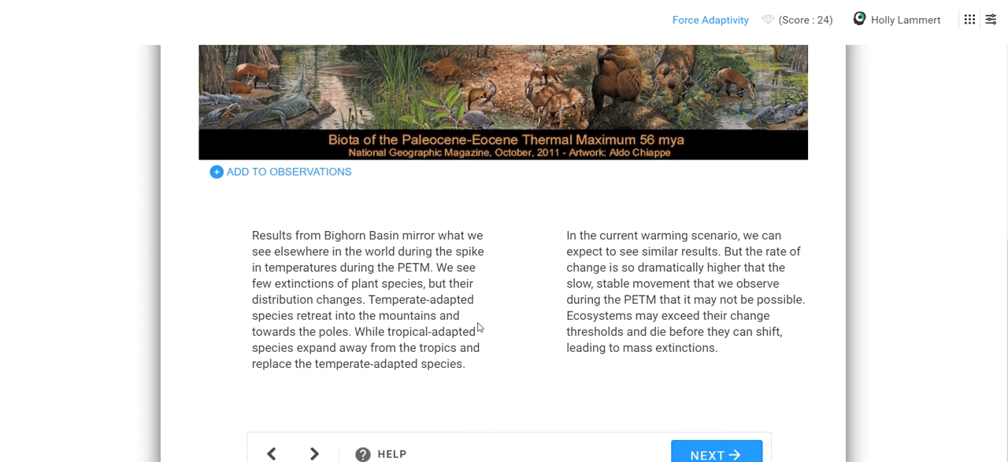Results from Bighorn Basin mirror what we see elsewhere in the world during the spike in temperatures during the PETM. We see few extinctions of plant species, but their distribution changes. Temperate adapted species retreat into the mountains and towards the poles, while tropical adapted species expand away from the tropics and replace the temperate adapted species. That makes sense, right? In the current warming scenario, we can expect to see similar results, but the rate of the change is so dramatically higher than the slow, stable movement that we observed during the PETM that it might not be possible. Ecosystems may exceed their change thresholds and die before they can shift, leading to mass extinctions.